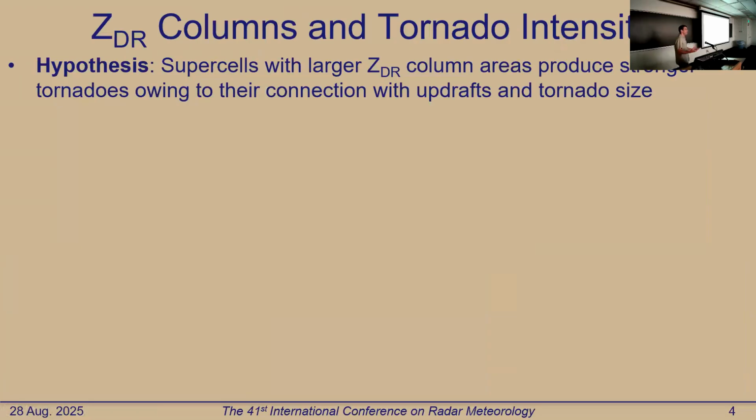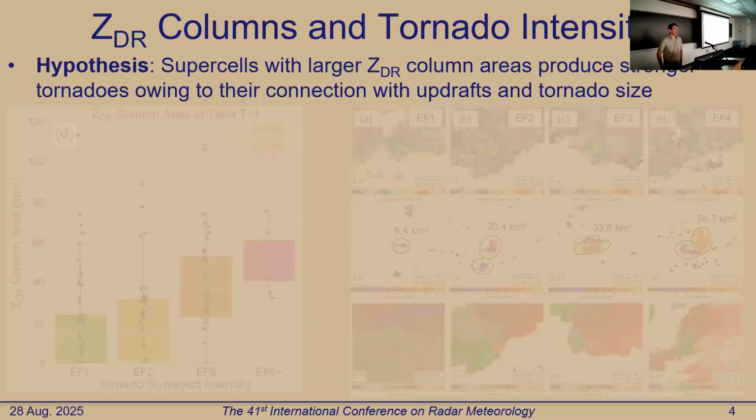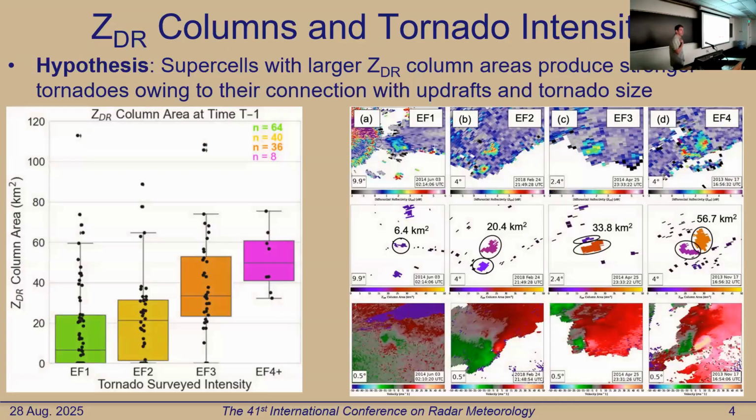So we came along and we were looking at large numbers of storms, and we said, well, we can try and test this idea by using ZDR columns, using the size of the ZDR column as a proxy for the size of an updraft. We decided to look at about 200 supercells, a large sample, and see if the storms that had the bigger ZDR columns ended up producing stronger tornadoes. And they did. The signal was quite strong, I think stronger than we expected.